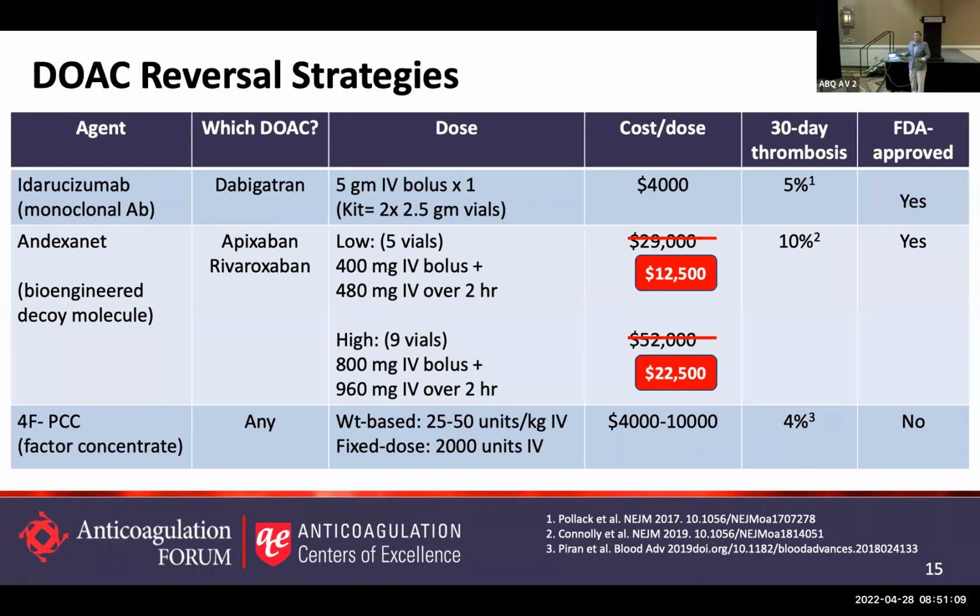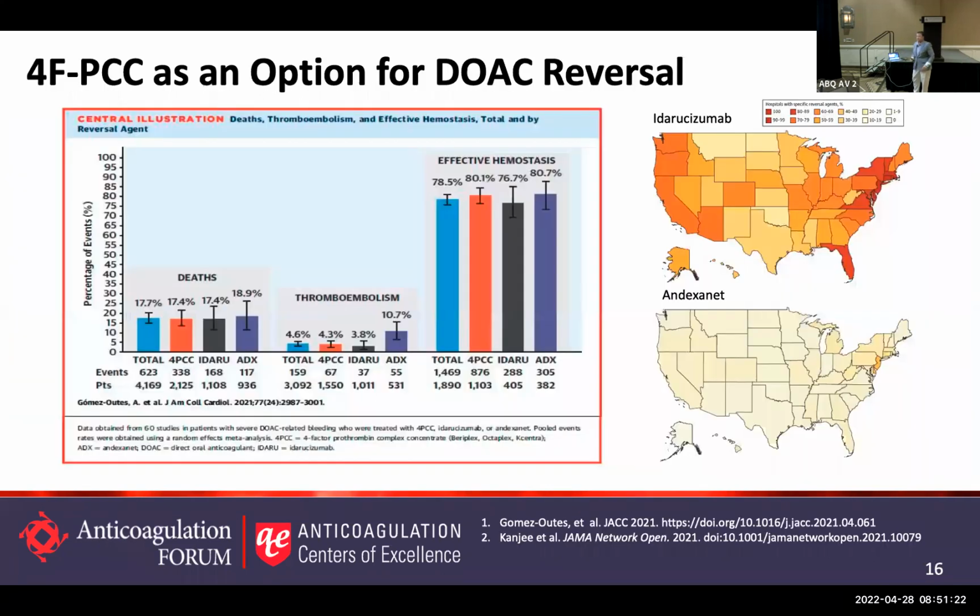I will say PCC has remained a workhorse across the country because of the cost of andexanet alfa. So what most hospital formularies have right now, and I have this on the next slide, is they basically have PCC as their workhorse for oral factor Xa inhibitor reversal, apixaban and rivaroxaban, and then they're using idarucizumab for any dabigatran reversal.